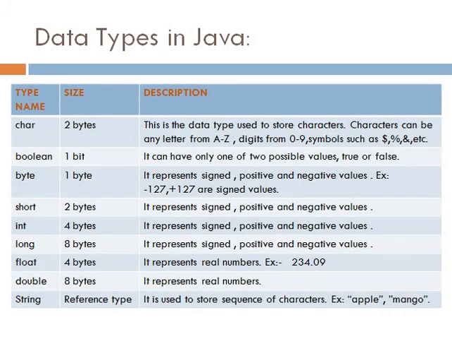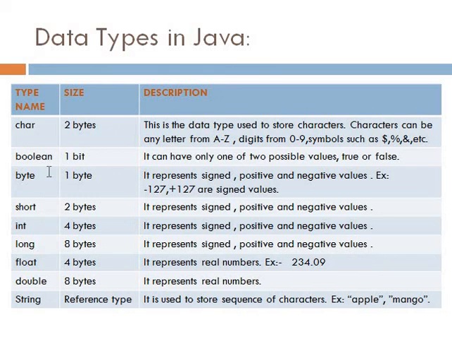Now this chart will show the different data types used in Java. The data types start with char, boolean, byte, short, followed by long, float, double, and finally the string data type.